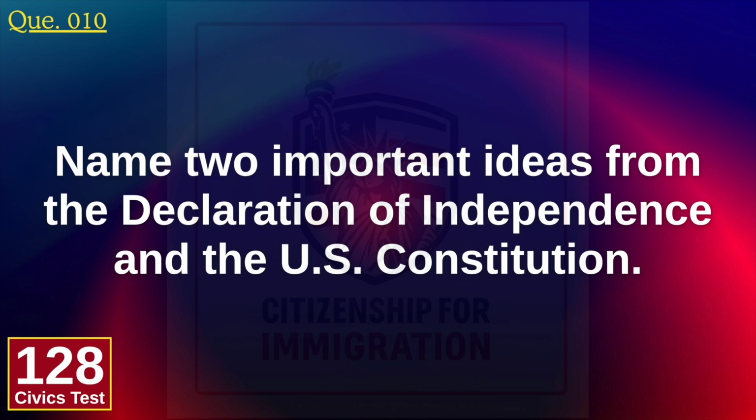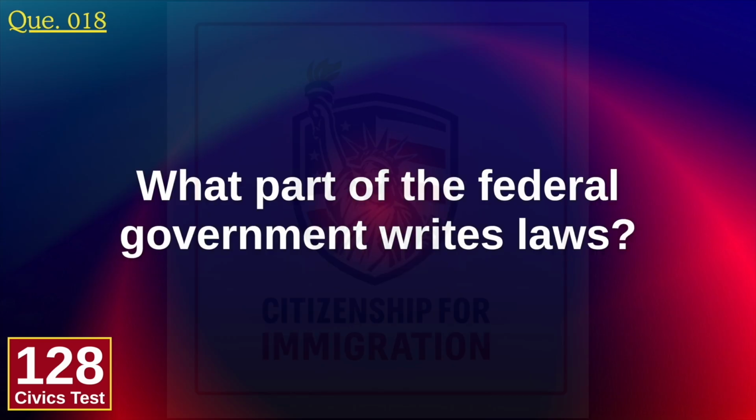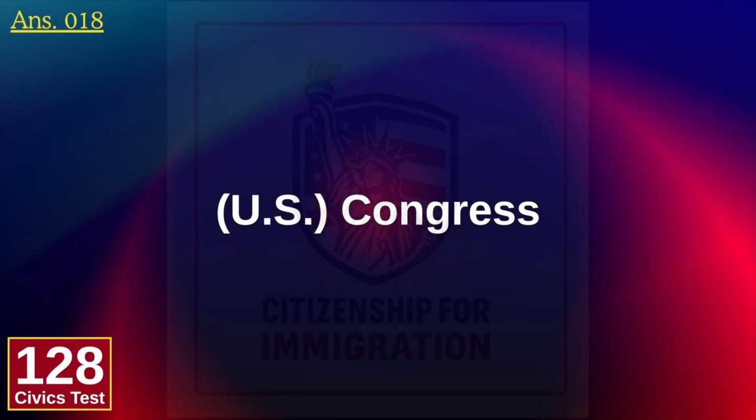Name 2 important ideas from the Declaration of Independence and the U.S. Constitution. Liberty. Equality. What part of the federal government writes laws? U.S. Congress.